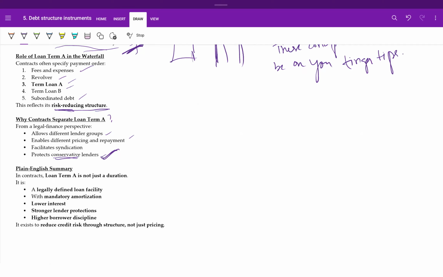And in a plain English summary, in contracts, a term loan is not a duration; it's a legally defined loan facility with mandatory amortization, lower interest rates, and strong lender protections, along with higher borrower discipline. Its purpose is simple: it reduces credit risk through structure and not through hope. If you understand term loan A at the contract level, you understand how risk, cash flows, and controls are legally engineered in modern finance.